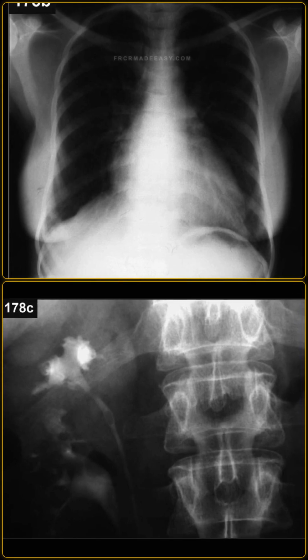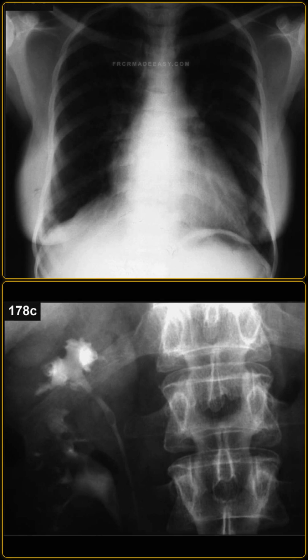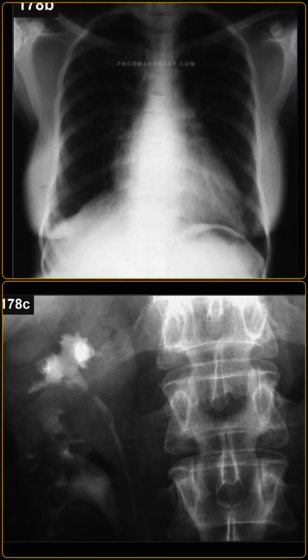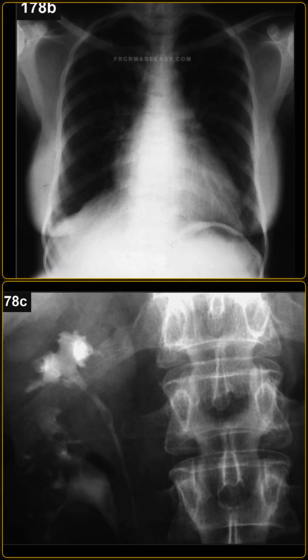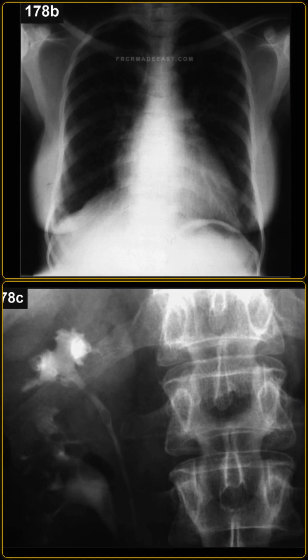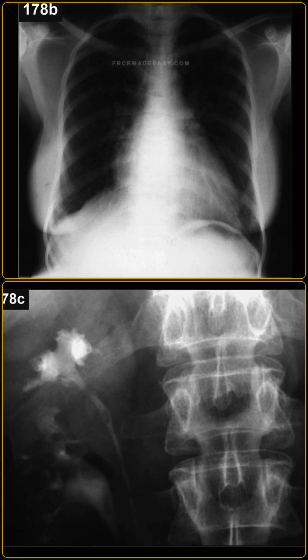The intravenous urogram shows a sloughed renal papilla within a calyx, representing renal papillary necrosis. This complication occurs because the renal medulla is hypertonic and hypoxic, which promotes sickling, microvascular occlusion of the vasa recta, and subsequent ischemic necrosis of the renal papillae.